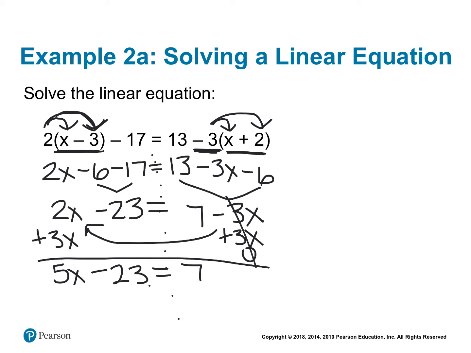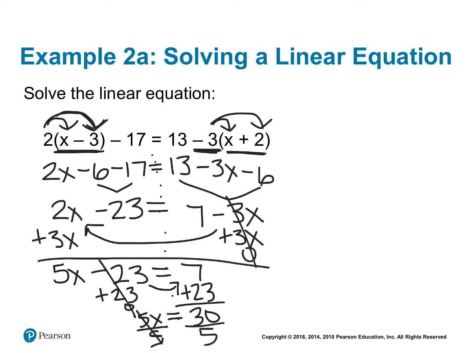And now I'm going to move my normal numbers over to the right side. So I'm going to add 23 to make 0. Add 23, that makes 30. And all I have left on this side now is my 5x. And finally I can divide by 5 on both sides. That gives me x equals 6.